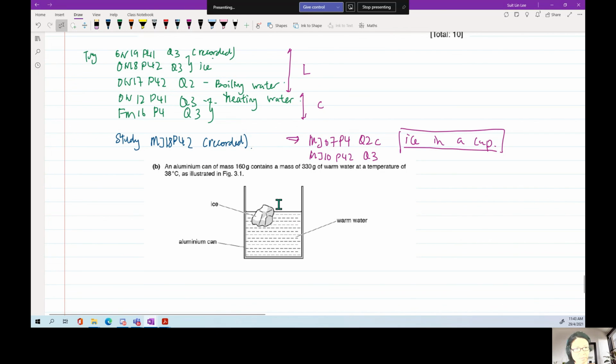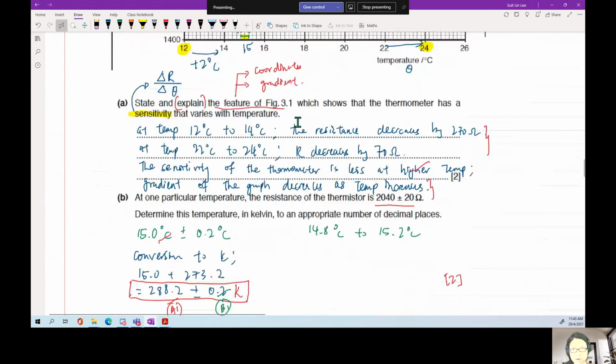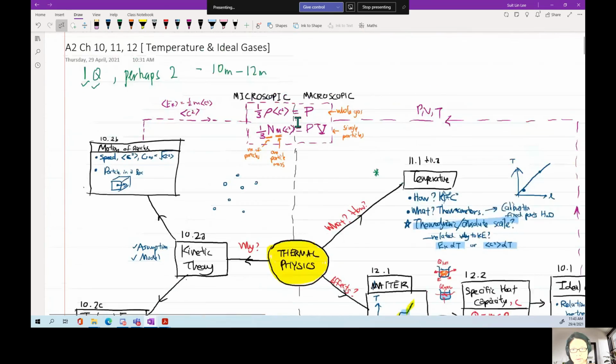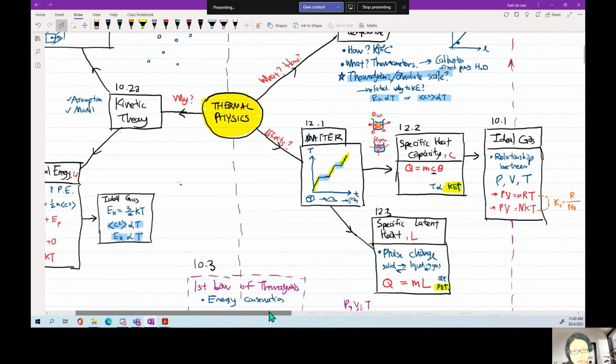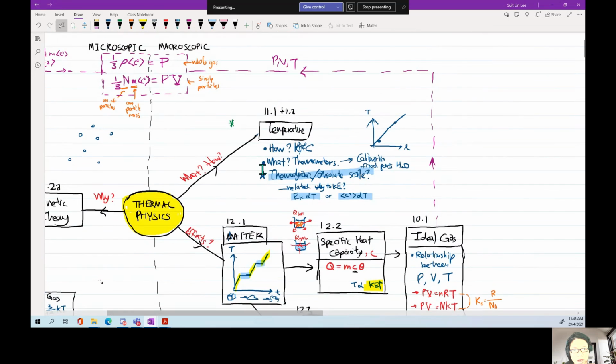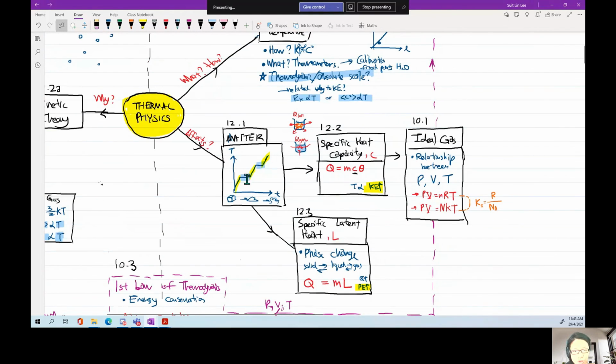So here is where we have ended this part of the map. The part of the map here where we talk about how to measure temperature, what is temperature and heat, and the temperature will change the state of the matter. So either you use mcθ or mcΔθ for specific heat capacity, or mL for change in state.